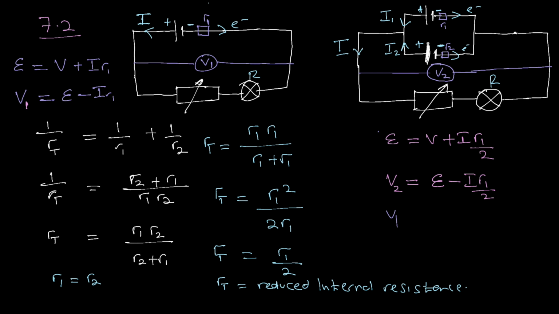So you can see V1 is equal to electromotive force minus I R1. And now we can see from here that this is going to be half, and this is the same, and this is half.